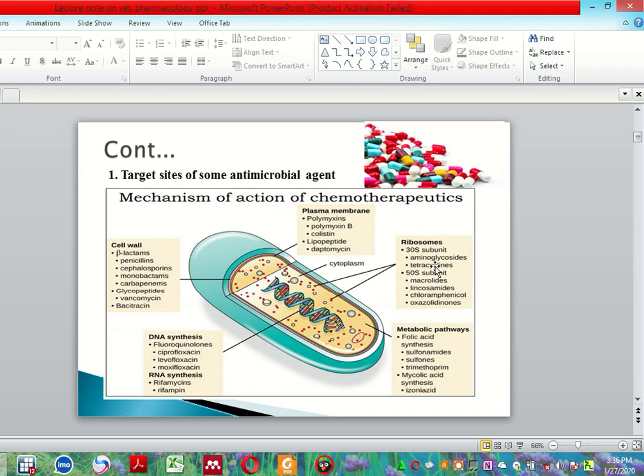Sulfonamides and trimethoprim may interfere with folic acid synthesis, and finally may result in the inhibition of metabolic pathways. And some drugs like fluoroquinolones and rifampicins may interfere with nucleic acid synthesis.